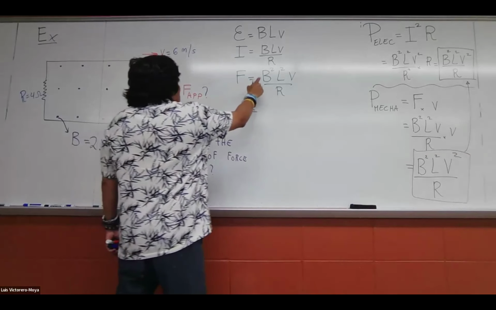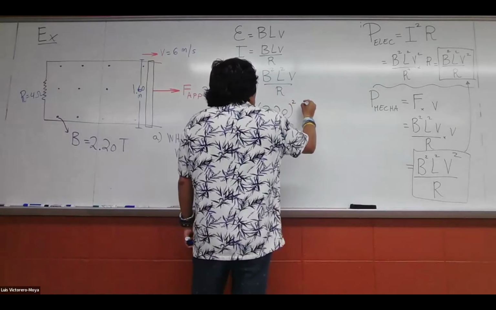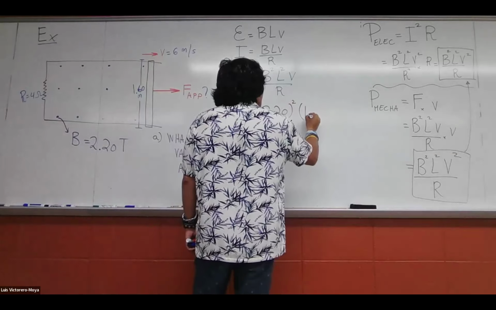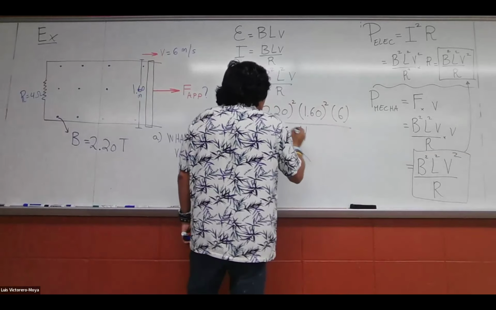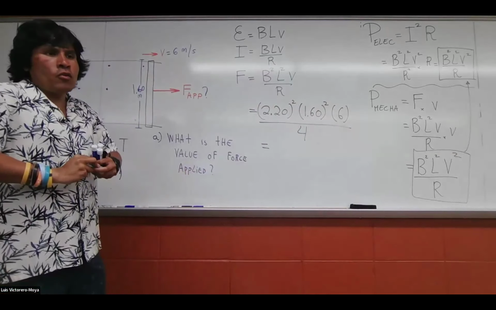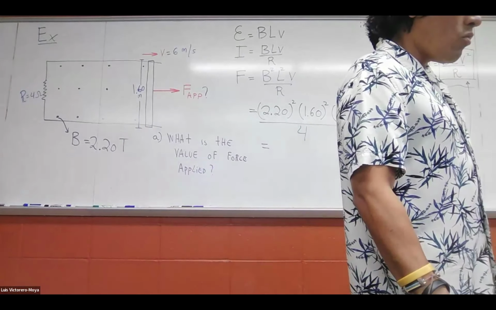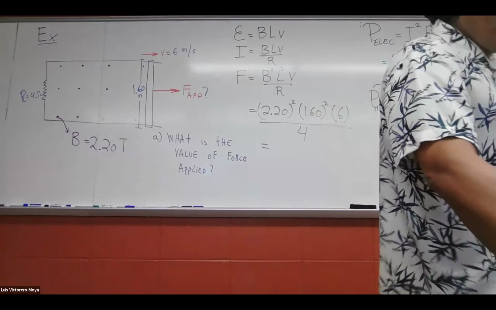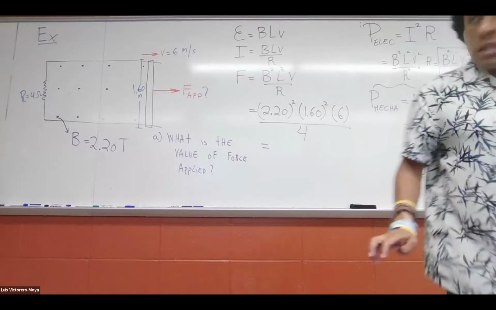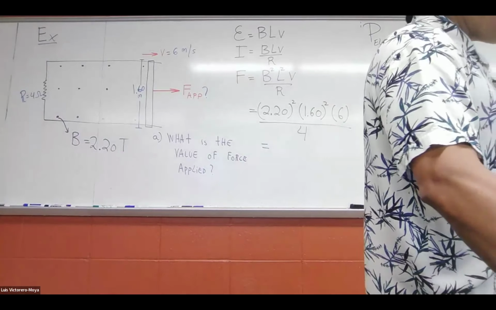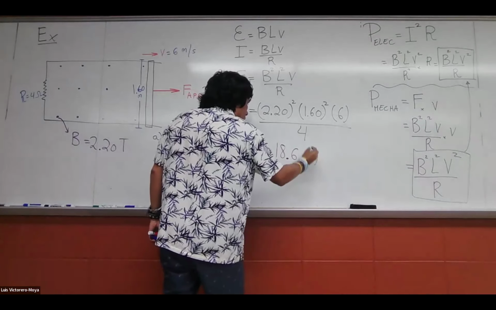So we need this equation. The force, we want to find the force. B squared times L squared times the speed divided by the resistance R equals to 4. That's it. Application of formula there. So that will be 2.2 squared, 1.6 squared, times 6, divided by 4, 18.6 newtons. That will be question A.